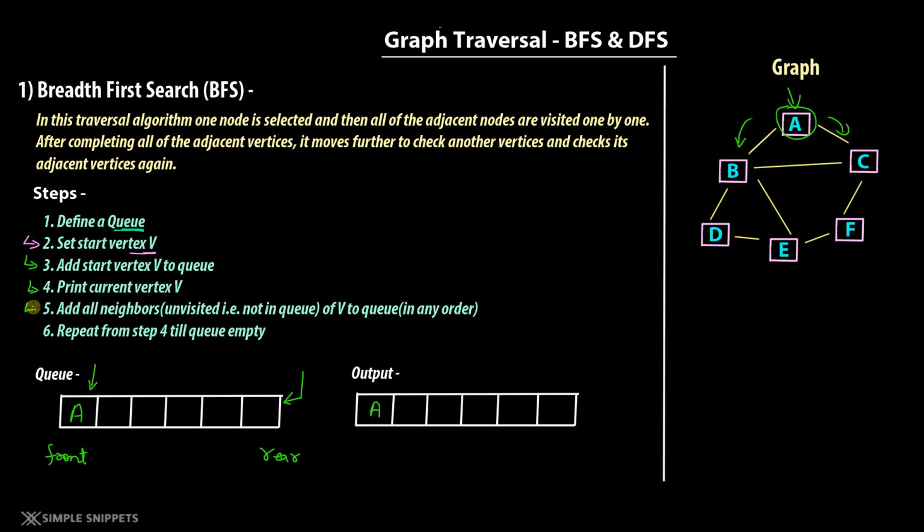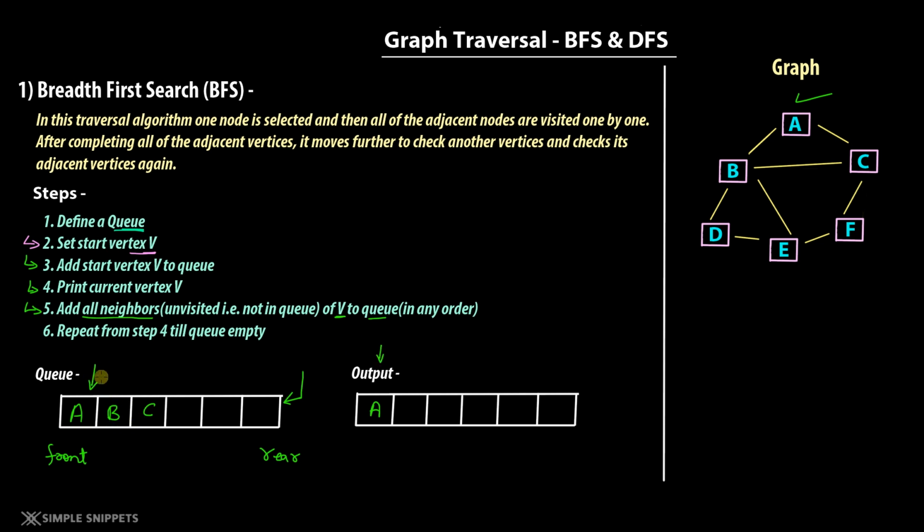So step 5 says add all the neighbors which are unvisited, that is, basically not in the queue or in the output, of V to the queue, and it can be in any order. So let's add B and C. I'll add B and C to the queue. So currently we are done with A, right? Let me just do a tick mark over here, because you can see in the output we still have A. We've just added B and C.